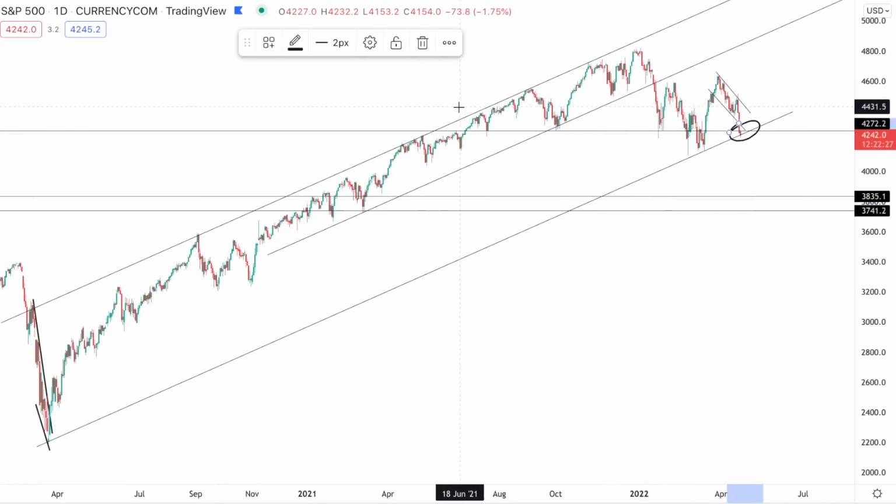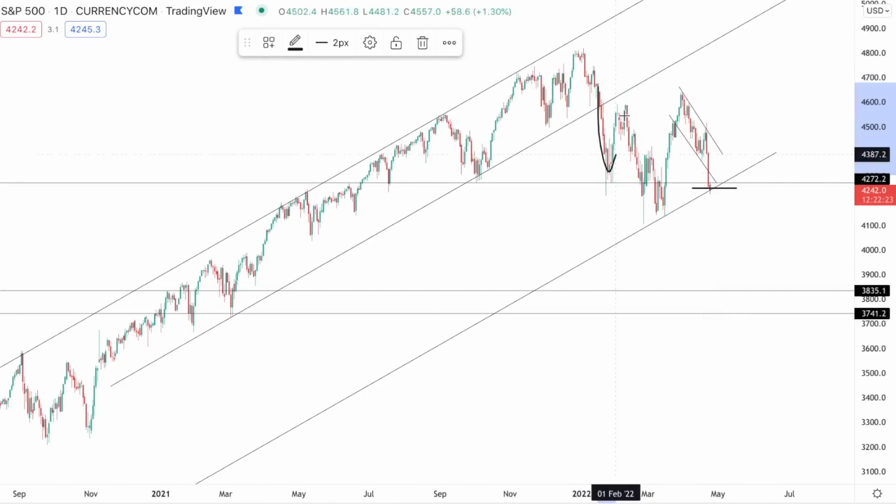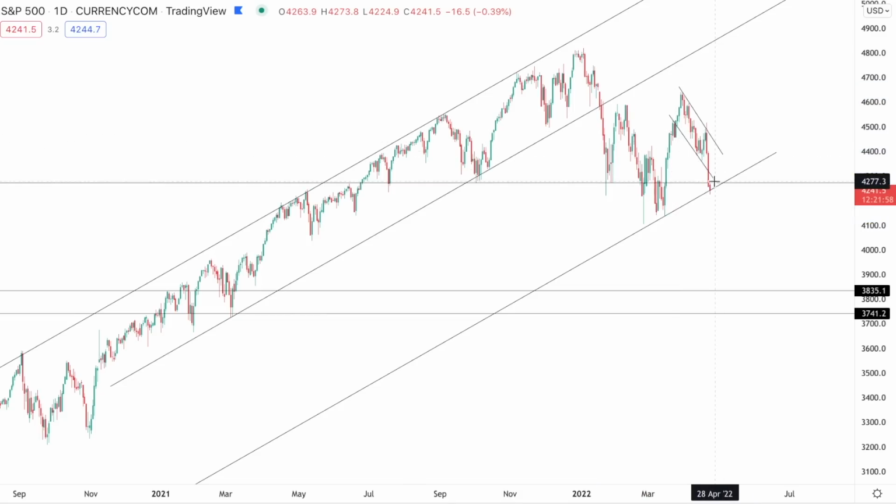If we don't hold this level, we also have this head and shoulder pattern that is invalidated, and so that could begin to delay a durable rally. If we start to get these types of breakdowns, we could revisit that previous low before we see any type of shift in the momentum.